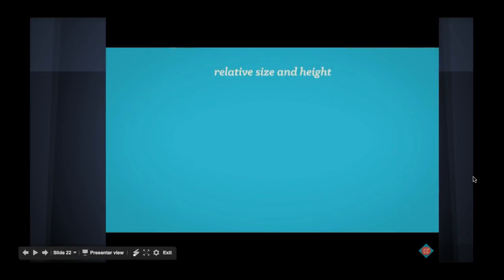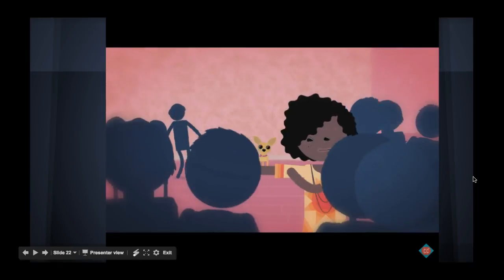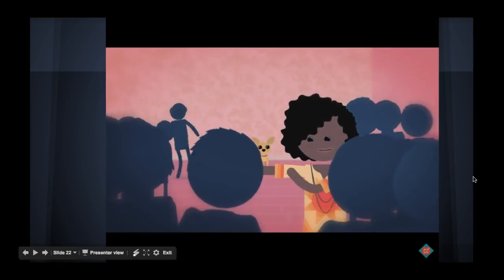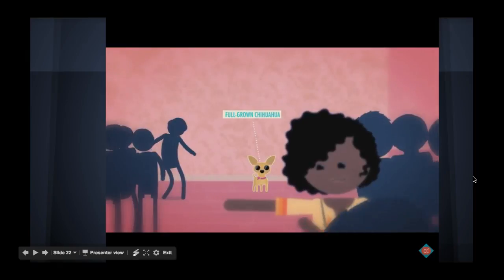These are things like relative size and height, linear perspective, texture gradient, and interposition. Relative size allows you to determine that your crush is not supporting a tiny newborn chihuahua on their shoulder, but rather there's a full-grown chihuahua behind them in the back of the room.